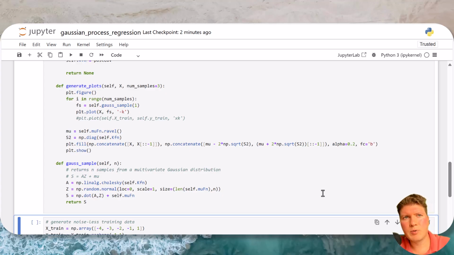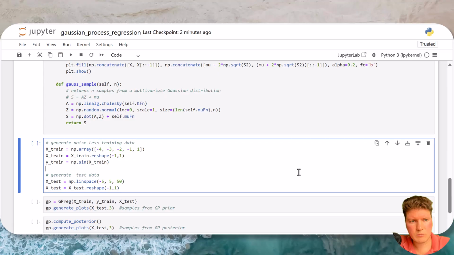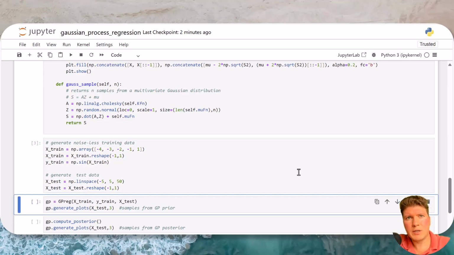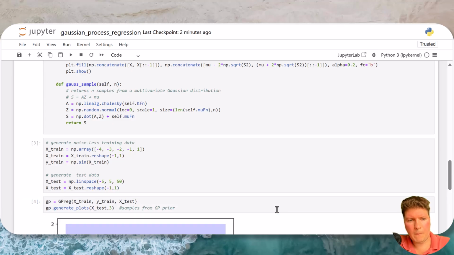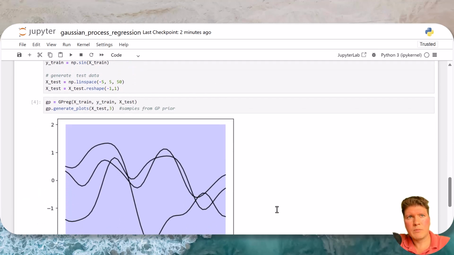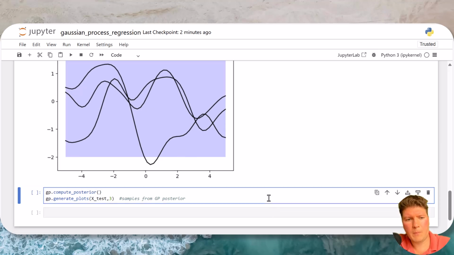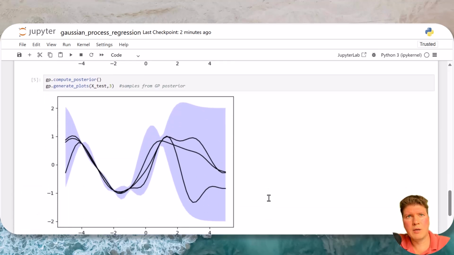Next, let's generate some sample training and test data. In the next cell, we're going to draw 3 samples from Gaussian process prior distribution. You could see the 3 samples drawn from the prior. Next, we're going to compute the posterior distribution and draw 3 samples again, but now from the GP posterior. You can see the variance is low around our training data, and in between we have some uncertainty as measured by the Gaussian process.